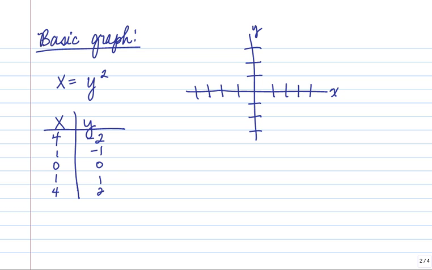So if I plotted these points (4, negative 2), (1, negative 1), (0, 0), (1, 1), and (4, 2), I see these two square root functions I was talking about before. What is the domain of that? Yeah, from left to right, so it's from 0 to infinity. And the range is from bottom up, which would cover all real numbers.